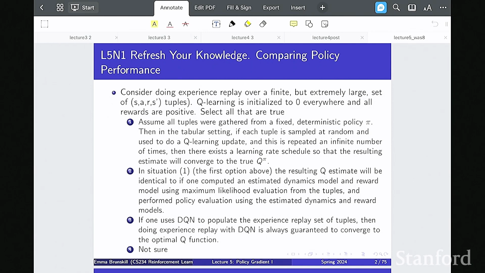Okay, hopefully everyone had a chance to think about this a little bit more. So let's go through the answers. The first one is true.